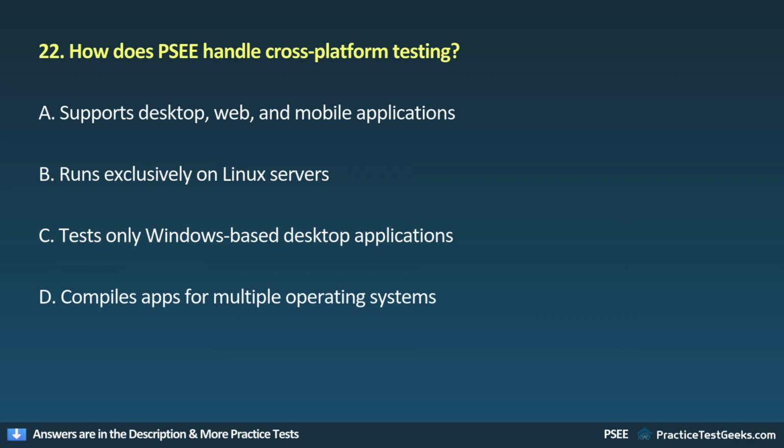22. How does PSEE handle cross-platform testing? A. Supports desktop, web, and mobile applications. B. Runs exclusively on Linux servers. C. Tests only Windows-based desktop applications. D. Compiles apps for multiple operating systems.